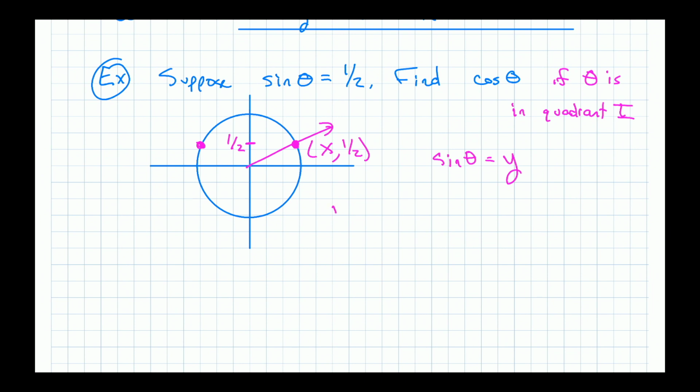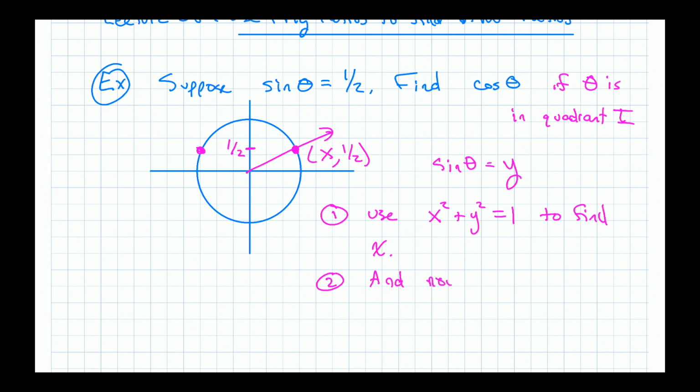I'm not going to finish this problem, by the way, but from here what you would do is use x squared plus y squared equals 1, the equation of the unit circle, to find the x value, because x is missing. Once you had it, you'd be able to say cosine theta equals x, which you just found in the previous step. That's how you would do this problem if we were in the previous section.